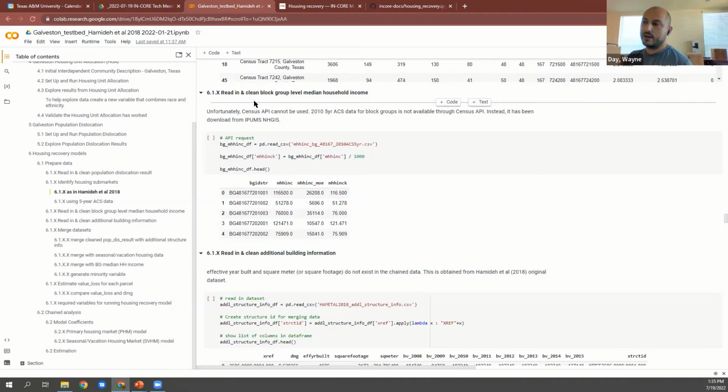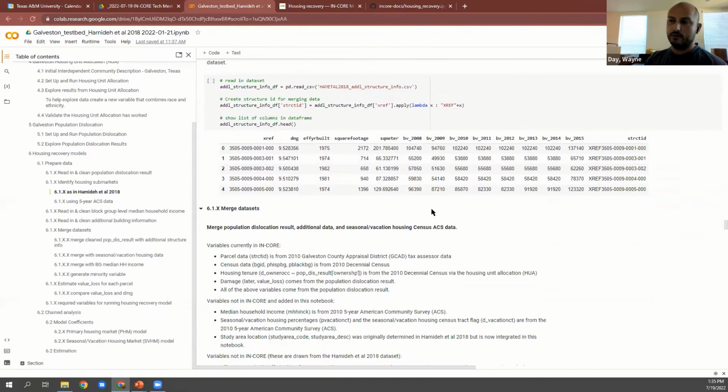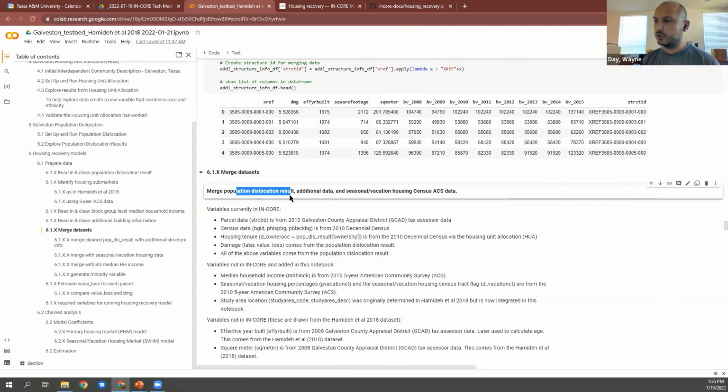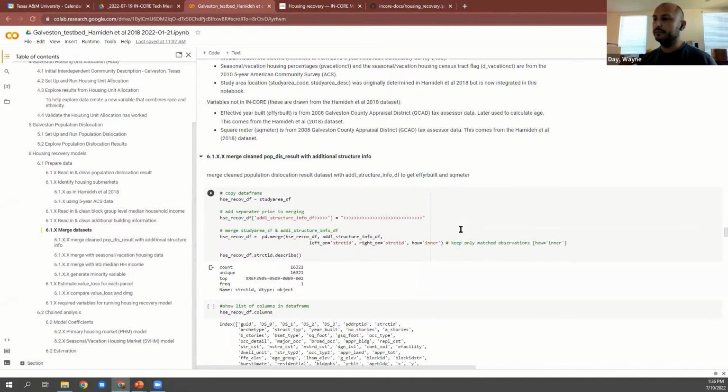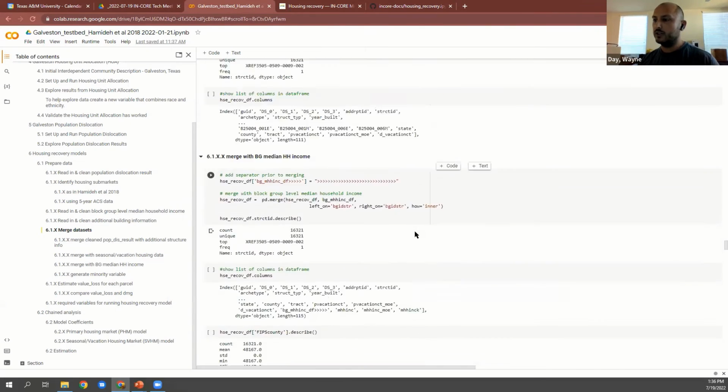After you get done with that, then reading in the block group level median household income data, and reading in additional building information. So reading in all those data sets and then finally merging them all together: taking what we have from the population dislocation result, the additional data, and the seasonal vacation housing census ACS data, and merging those all together with some additional cleaning. So this is pretty much all cleaning.